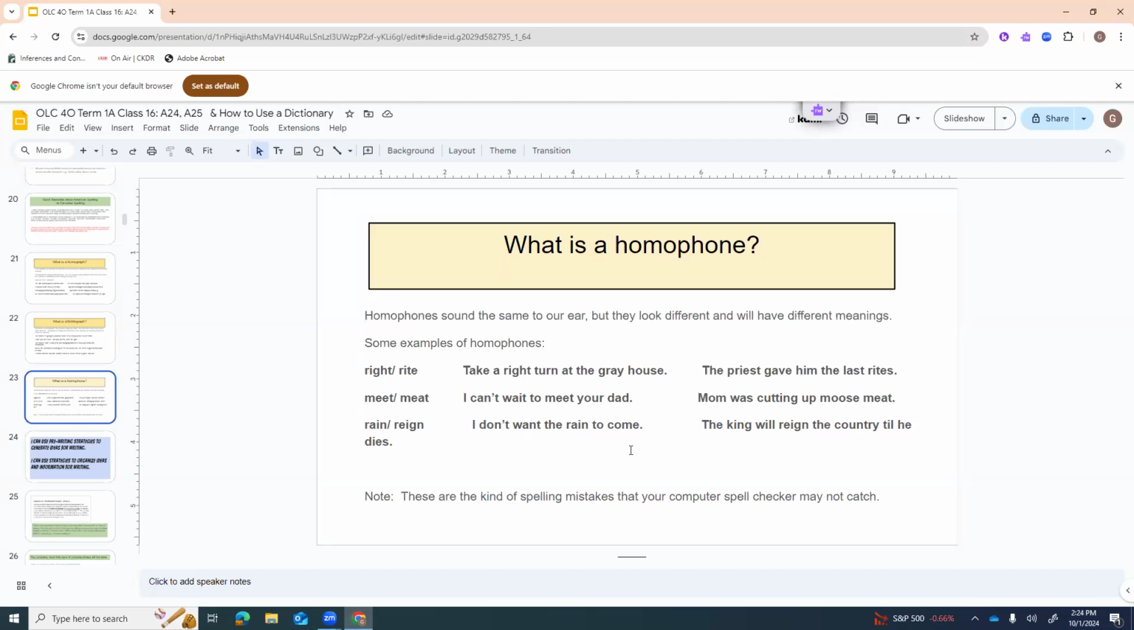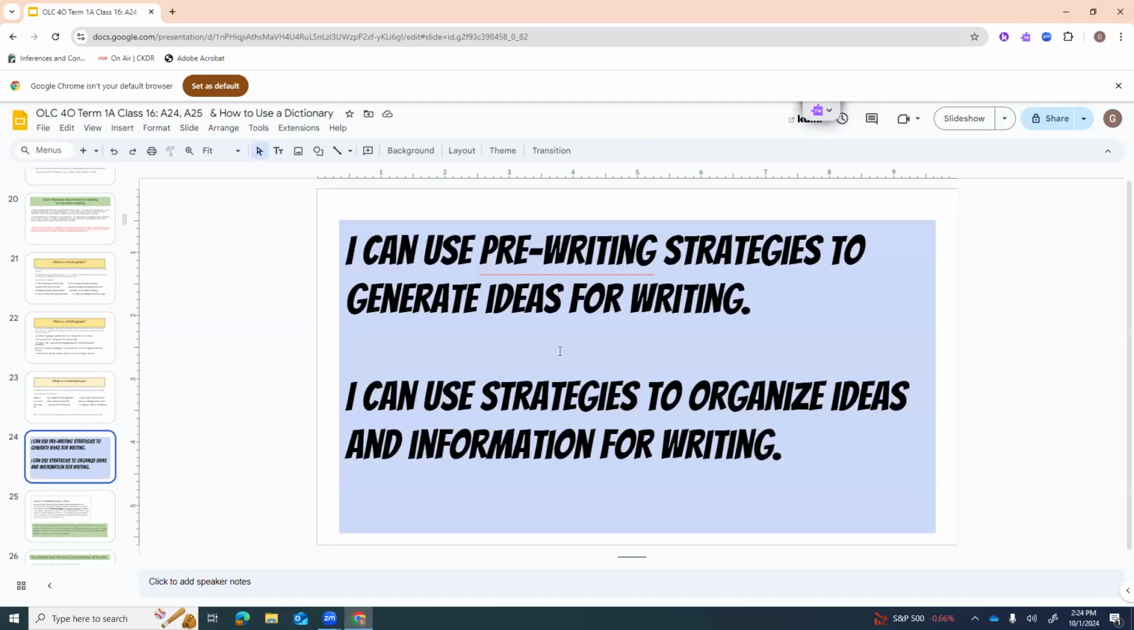Now, these are the kind of spelling mistakes that not all computer spell checkers will catch. Sometimes your grammar checker will catch those kind of mistakes, but not always, okay? All right, moving on. So here's an example.